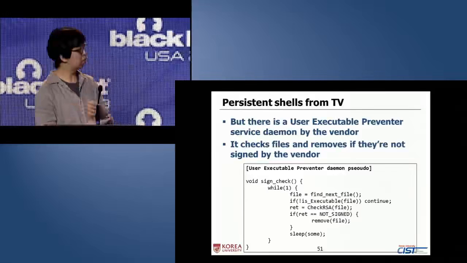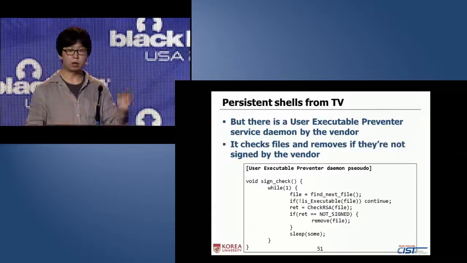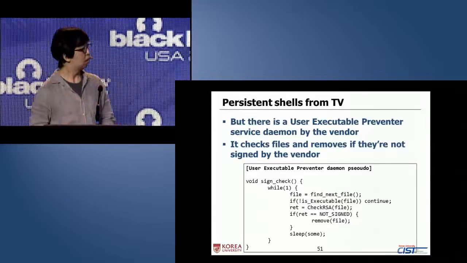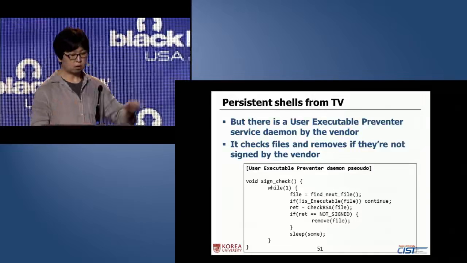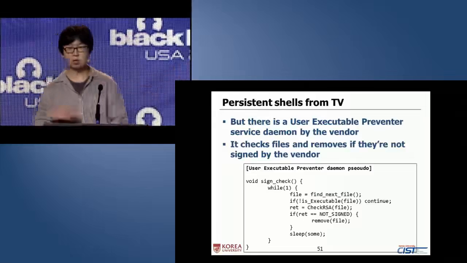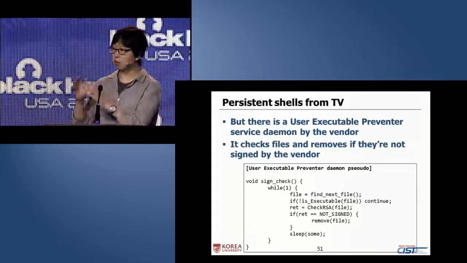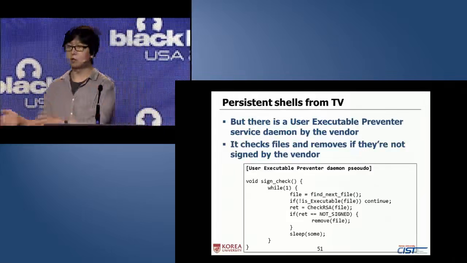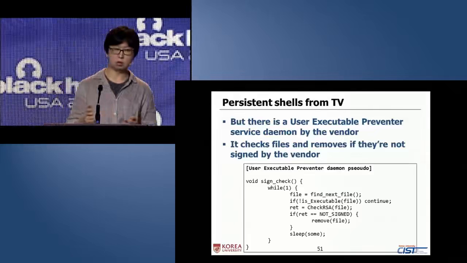But the problem was that there was a security program on the smart TV by the vendor. I called it UEP because the process name is UEP, but it stands for User Executable Preventer. It checks all the files in the smart TV, and checks if each binary is signed by the vendor. If it's not, it just deletes the file.